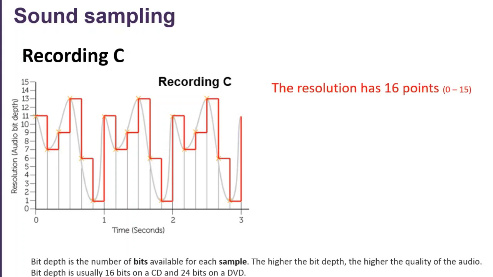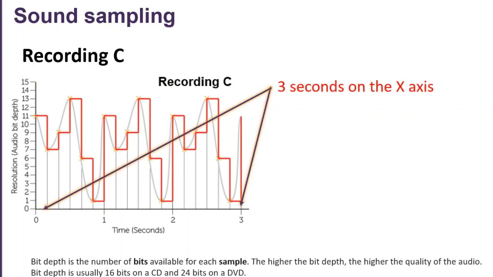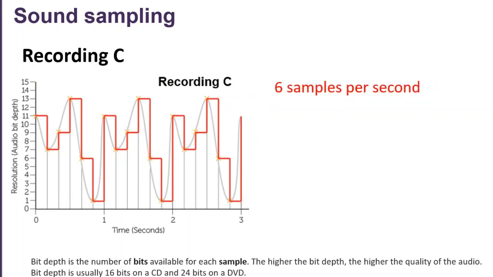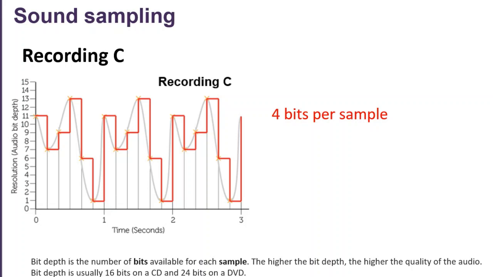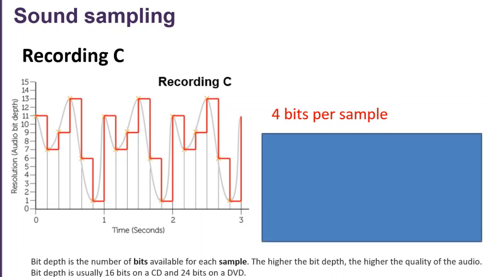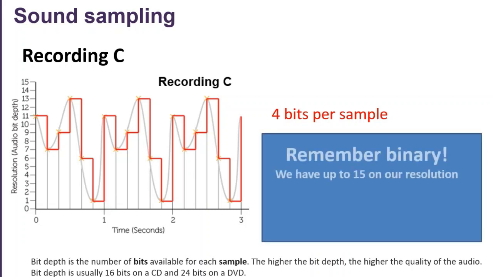If we go to recording C, this still has a resolution of 16 points, so 0 to 15 here. Okay, and 3 seconds on the axis still. And this time we've increased it to 6 samples per second. So 4 bits per sample. We're using 4 bits, remember, because of our binary. Okay, we've got 15 on our resolution.